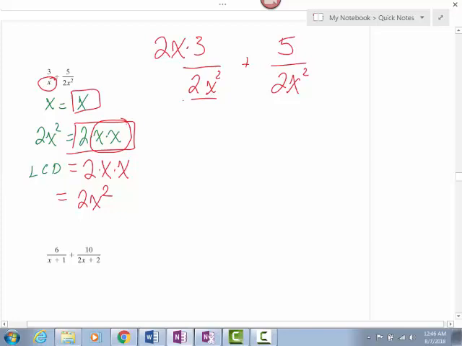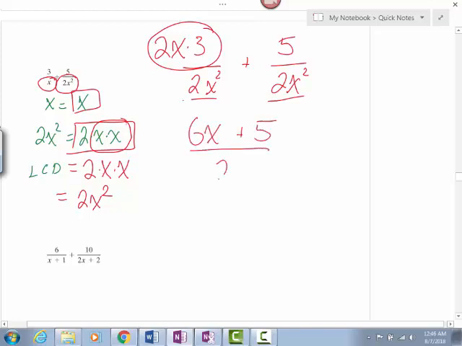So now, same thing over here. I'm going to notice, look what I had before, 2x squared. And I still have a 2x squared. I didn't change the bottom, so I'm not going to do anything to the top. So now let's go ahead and multiply. 2x times 3 is going to leave us with a 6x plus 5 all over 2x squared.